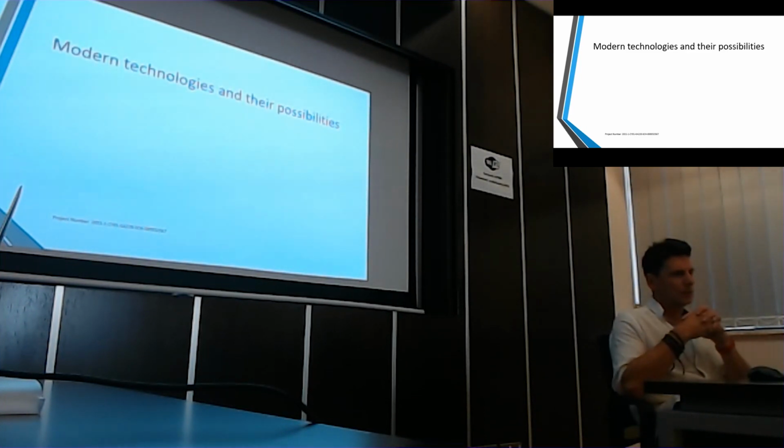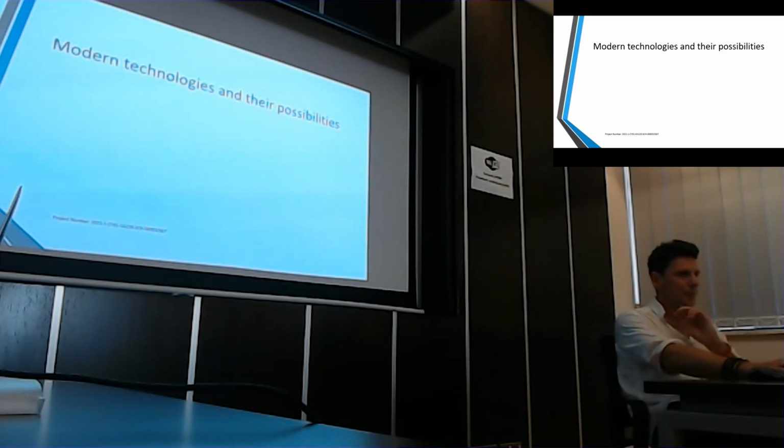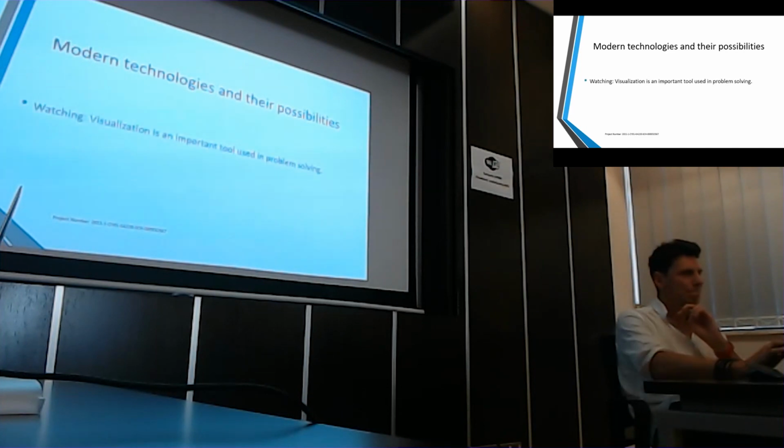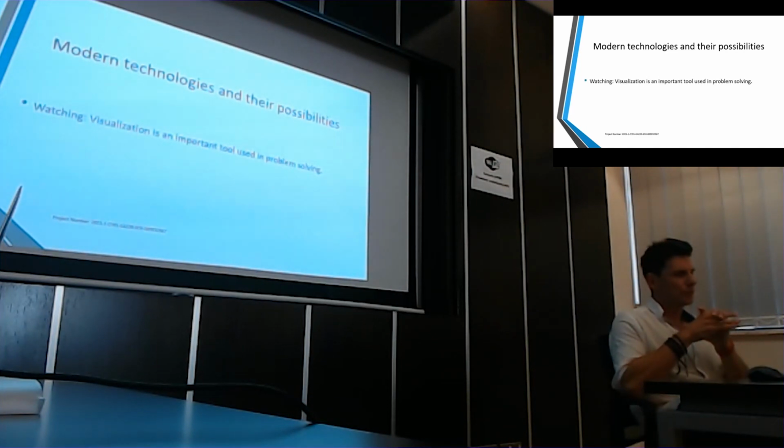So, modern technologies and their possibilities. Three main aspects of mathematical activity are suggested here. According to the researchers, watching, analyzing, and creating are the three types of active students' involvement. So the first one is watching.